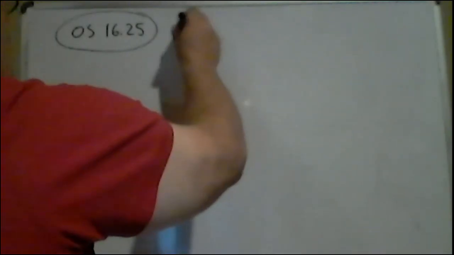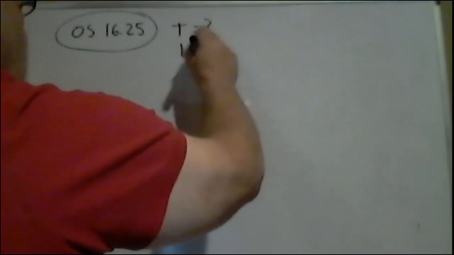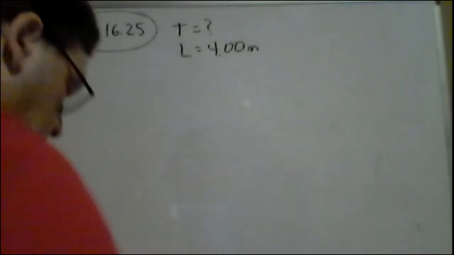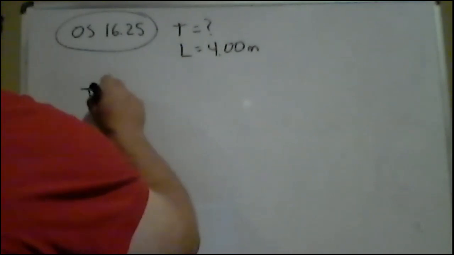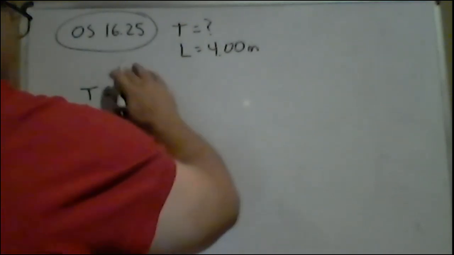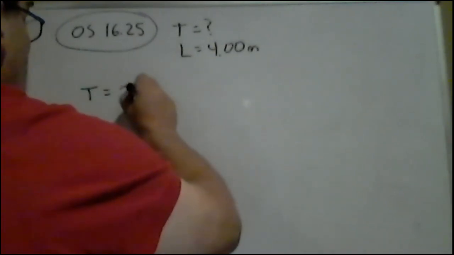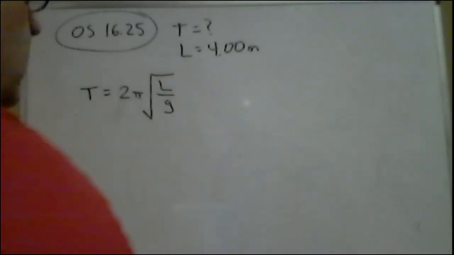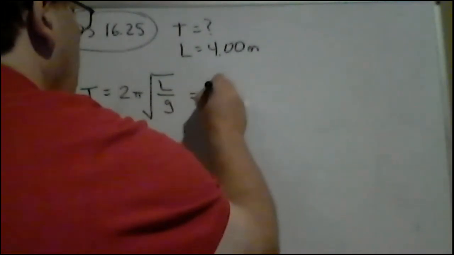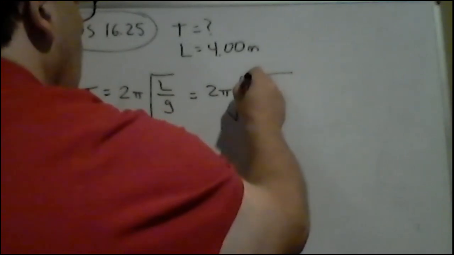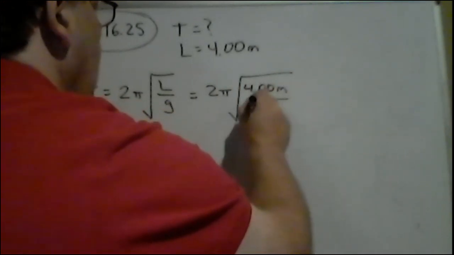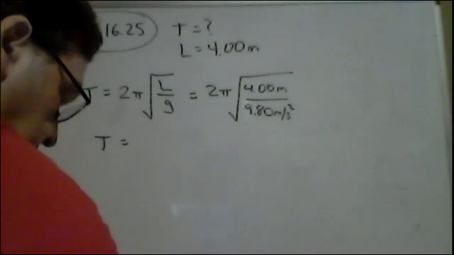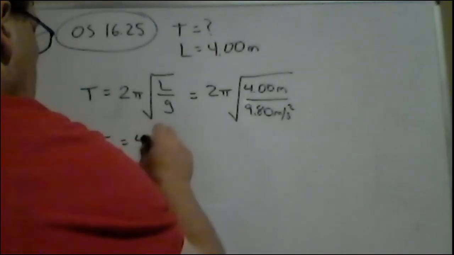Well, we want to find the period. And we know L. L is 4.00 meters, so it's a fairly big swing. For T, we can go straight to the equation. T is 2 pi square root L over G. It's interesting, all we have to know is the length of this pendulum. So 2 pi square root 4.00 meters divided by 9.80 meters per second squared. And we quickly find that the period of her motion back and forth will be 4.01 seconds.